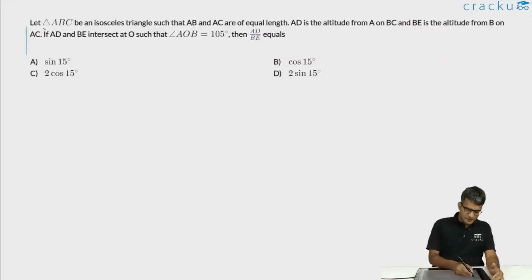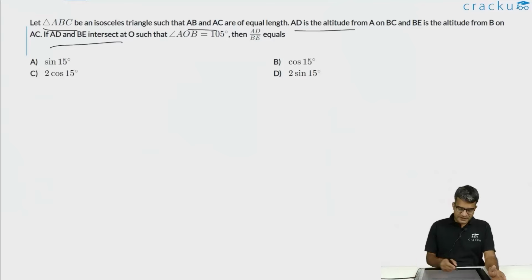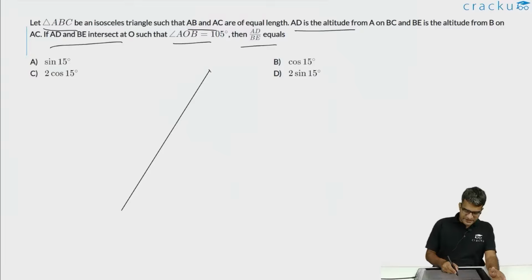In this question, we are told that let triangle ABC be an isosceles triangle such that AB and AC are of equal length. AD is the altitude from A to BC and BE is the altitude from B to AC. If AD and BE intersect at O such that angle AOB is 105 degrees, then what is the value of AD divided by BE? So let us first draw an isosceles triangle. Let us assume that this is the isosceles triangle ABC.